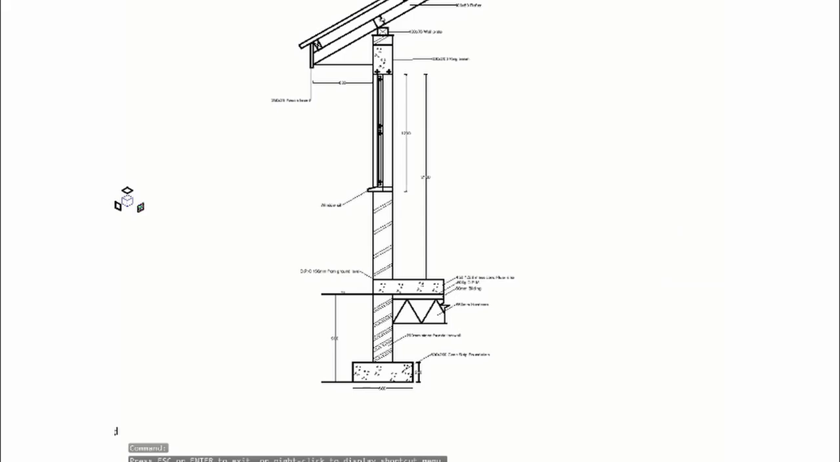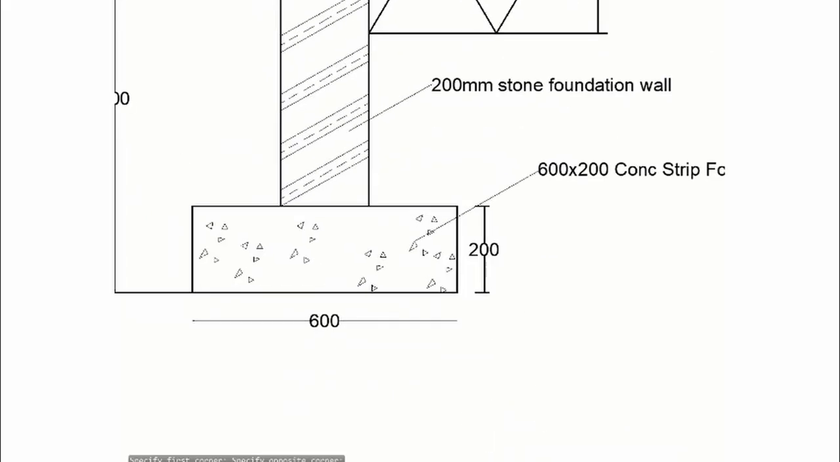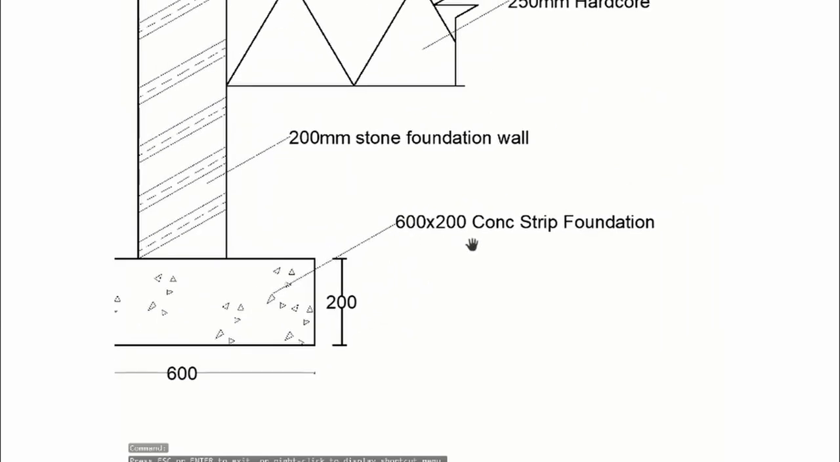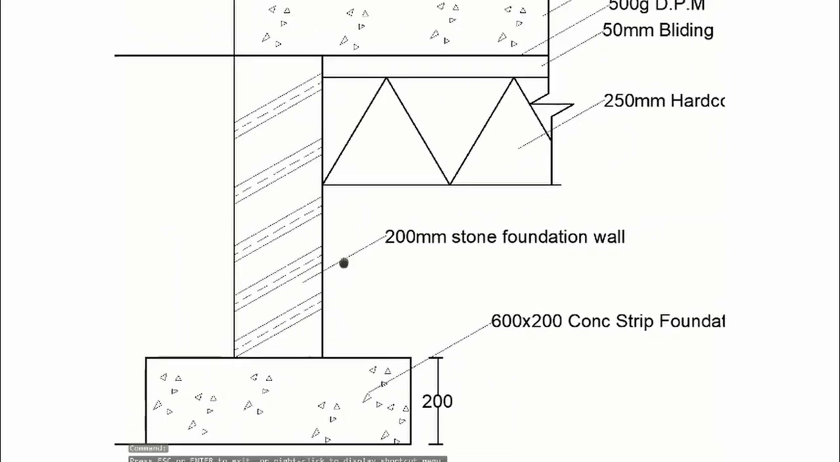Looking at it more closely, we would pick up this part like that, and then we are able now to see that the foundation is 600 by 200, and this is 600 by 200 concrete strip foundation. Then we have 200 millimeters stone foundation. You can see the hatching here is for stone and the hatching here is for concrete.